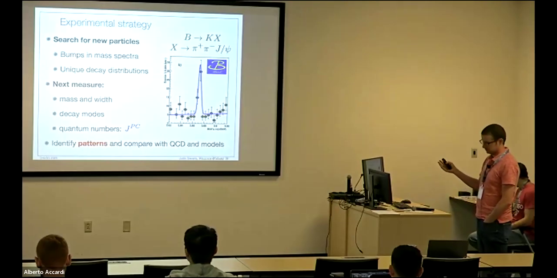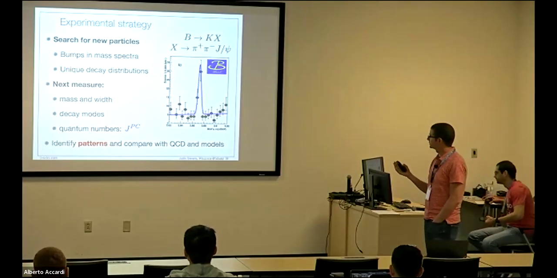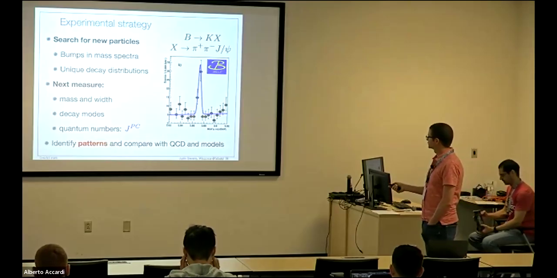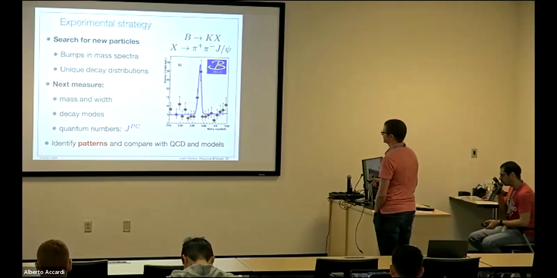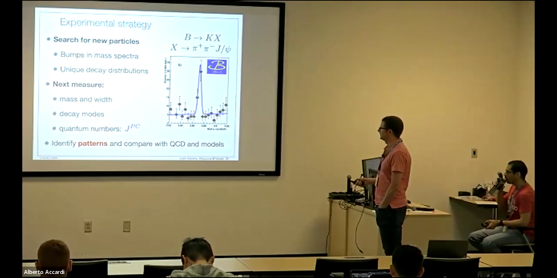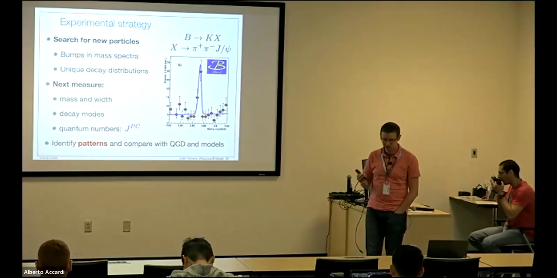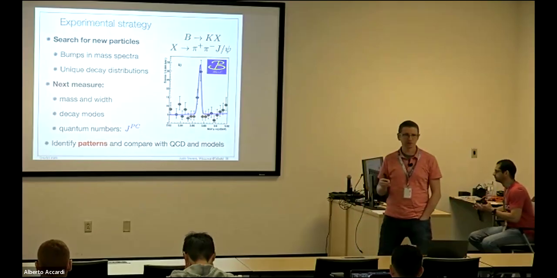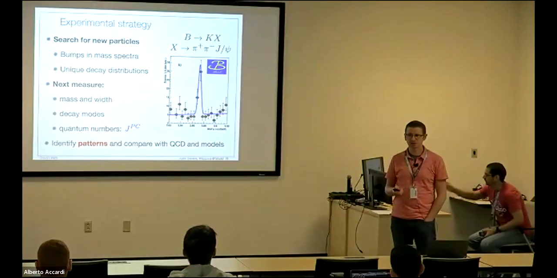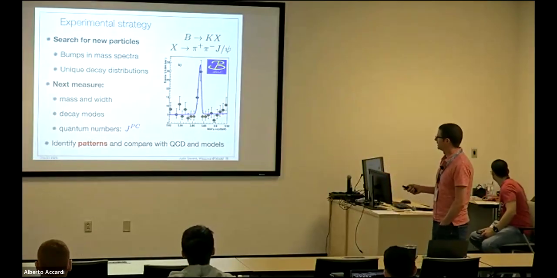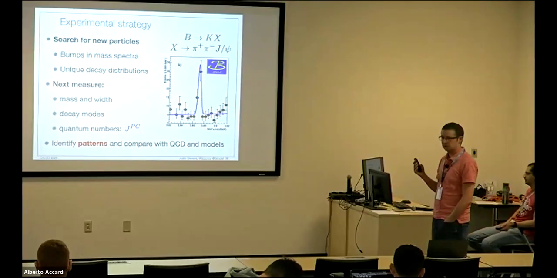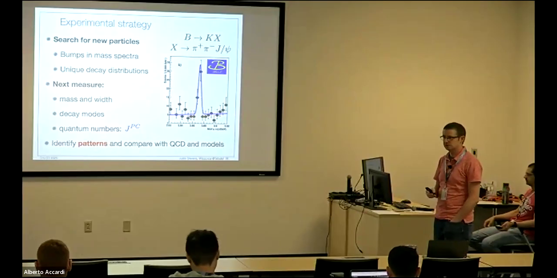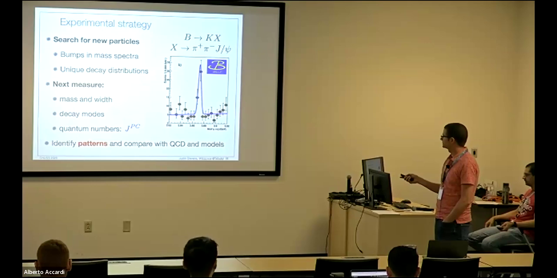Again, the strategy is to look for interesting bumps in the spectrum, look for unique distributions in the decay, and we want to measure, for the traditional spectroscopy, the mass and the widths of these states and look for patterns in the masses and widths that we see. I want to tell you a little bit about those masses and widths and have you do a quick exercise on that to get us going in the second half.